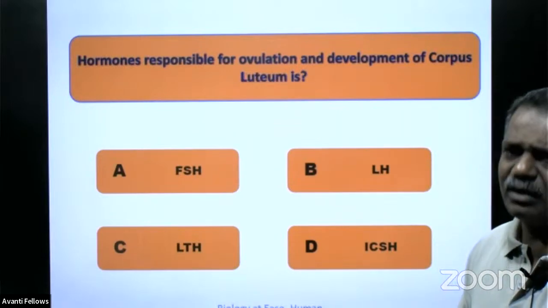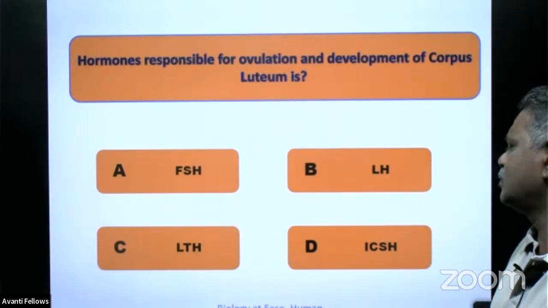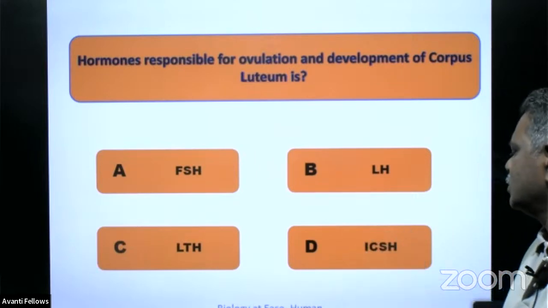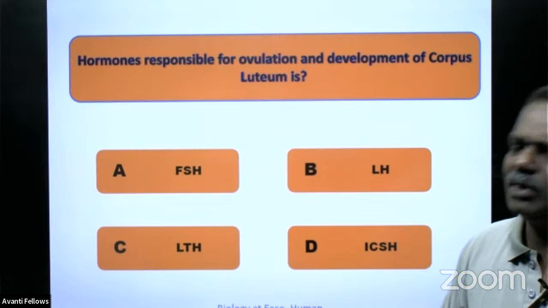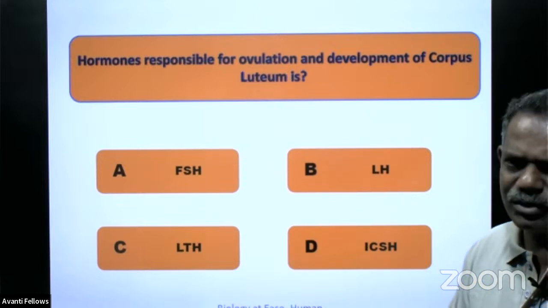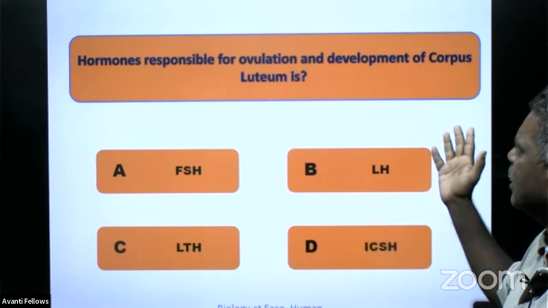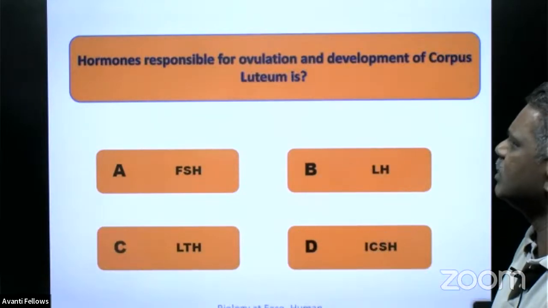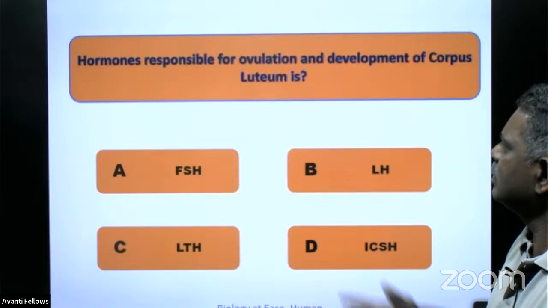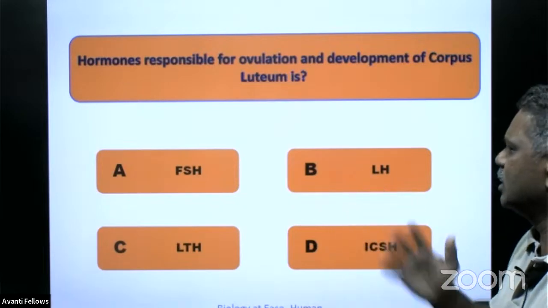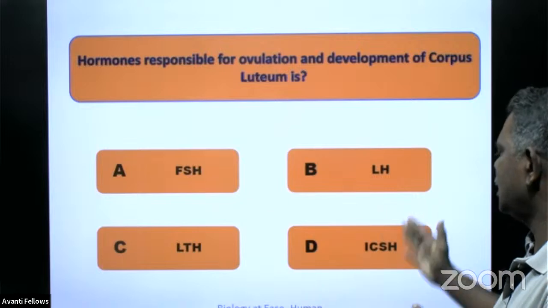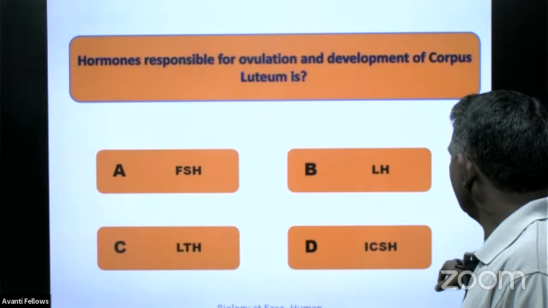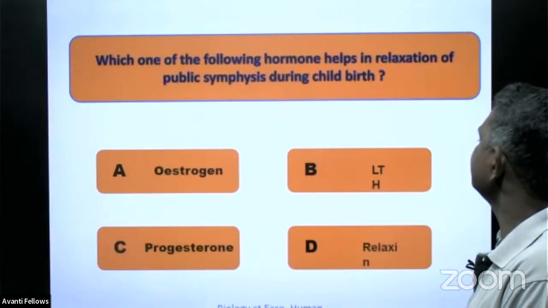The third option, C, is LTH, and the last option is interstitial cell stimulating hormone, ICSH. Find out the correct option from these four options given here. Which one is helping for ovulation? FSH, LH, LTH, and ICSH. Then we will move to another one.